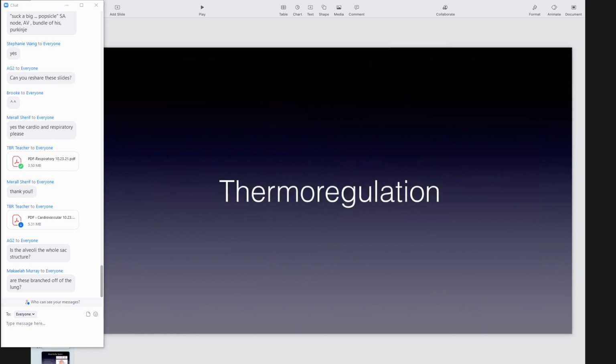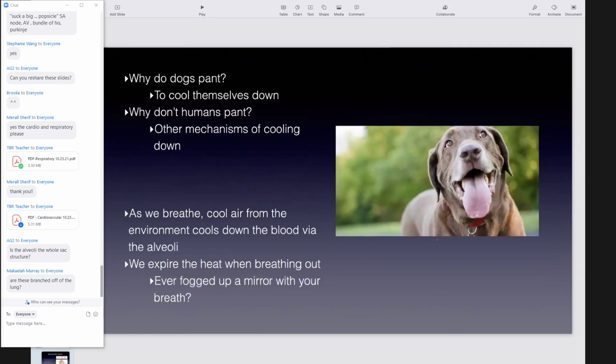Thermoregulation. So dogs pant, and what that is, is blowing off hot air. And so breathing does help with regulation. Why don't we pant like dogs do? We have other mechanisms. We can sweat. But breathing can help with regulating our internal temperature.